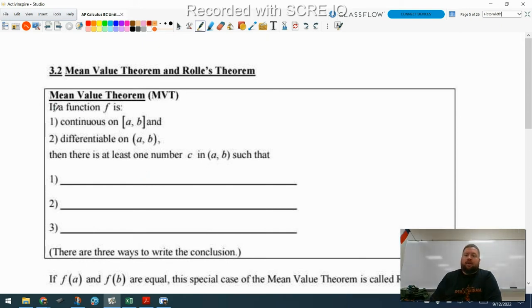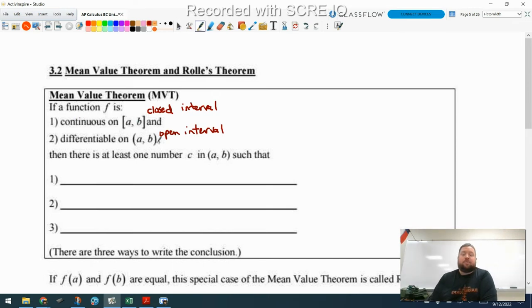All right, so your conditions are if the function is continuous on a closed interval, a to b. Okay, I'm going to write closed interval. And it's differentiable on an open interval. All right, so continuity has to be true at the endpoints. Differentiability only has to be true inside the interval, not necessarily at the endpoints. Then there is at least one number, c, in a to b, such that. Okay, so we're going to draw a picture, and then I will tell you about the conclusion.